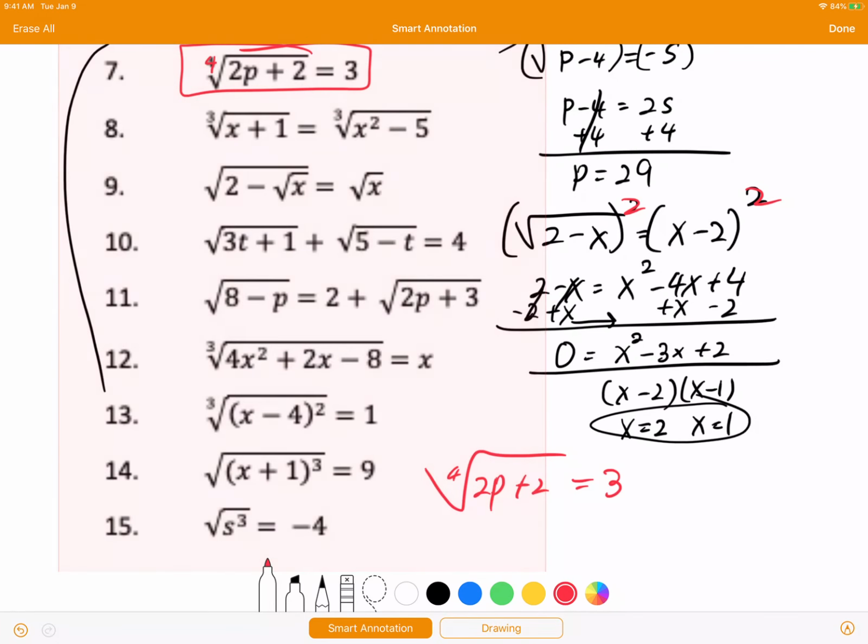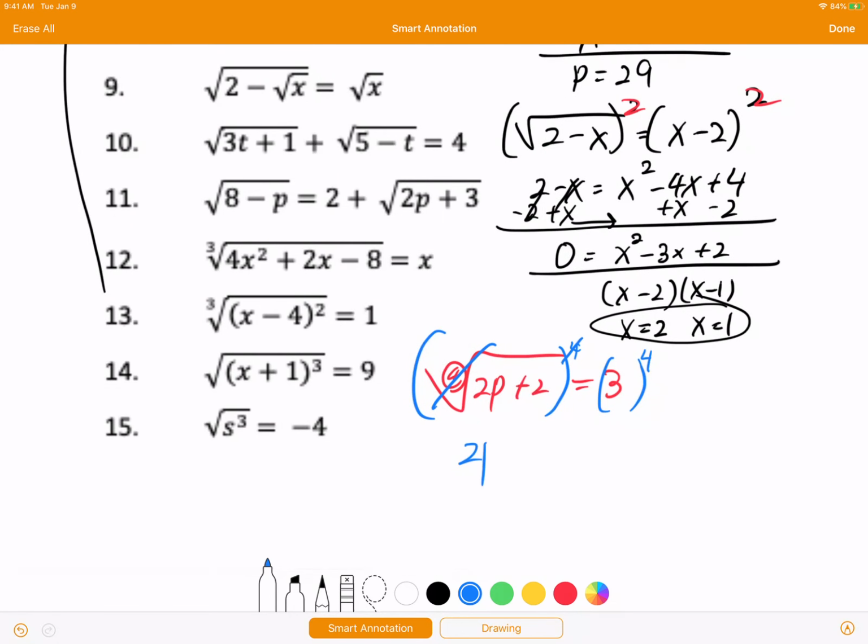So what are you going to do at this stage? Well, to get rid of this fourth root, what you have to do to both sides is that you don't square it, you raise it to the power of 4 to cancel this out. So then it's simply the same step as number 1. You just don't square it, you do it to the 4th power. If you want to use the calculator, go ahead. 3 to the 4th power simply becomes 81, and this is simply an algebra question from there.